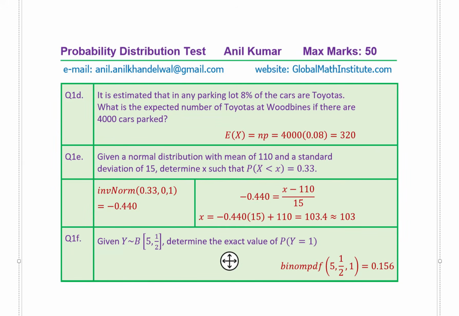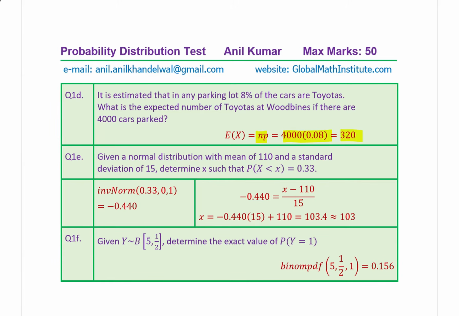Question number 1d. It is estimated that in any parking lot, 8% of the cars are Toyotas. What is the expected number of Toyotas at Woodbine if there are 4,000 cars? Well, the expected value is n times p. So the product of these two is going to give you 320. That becomes the answer. Clear?